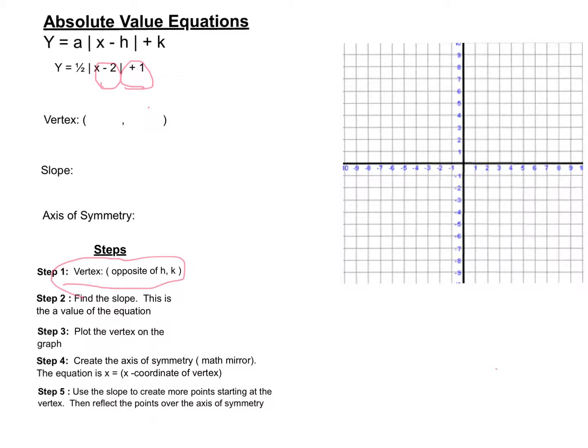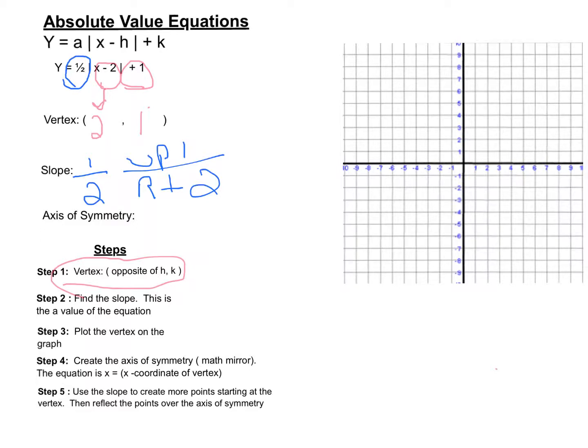So remember, we're going to do the opposite of the x, so 2. And we keep the k value as it is. So my vertex coordinate is 2, 1. Our next step, remember, is we need to find the slope. Now the slope in this case is our a value, which is right here. So my slope is 1/2, which says I'm going to go up 1 and to the right 2.